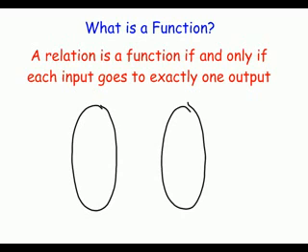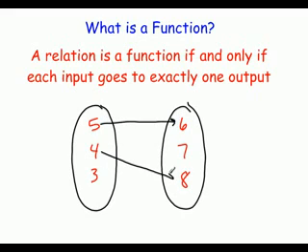So for example, let's just have 5, 4, 3 over here, and over here I have 6, 7, 8. As long as this input goes to only one output, this input goes to one output, and this input goes to one output, that is considered a function. Each input goes to exactly one output.